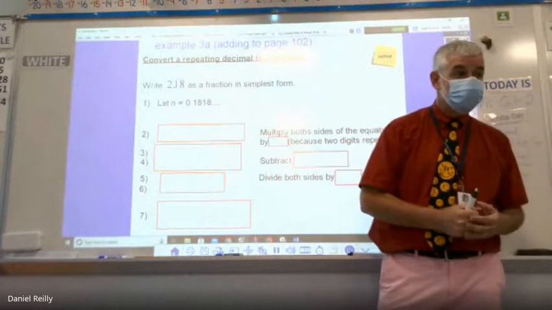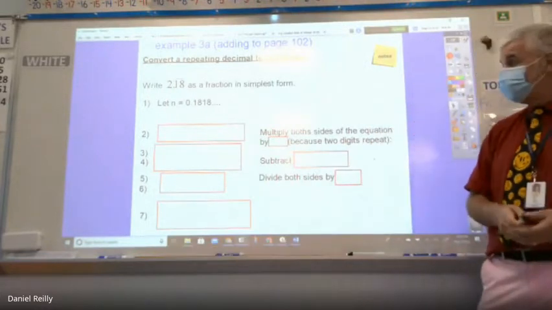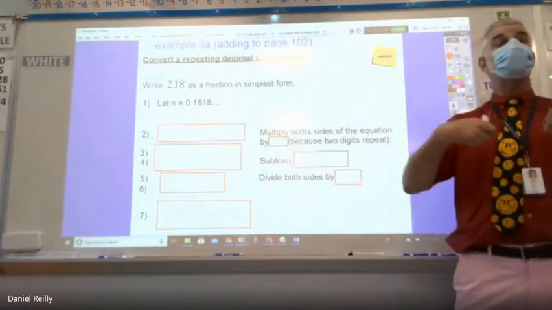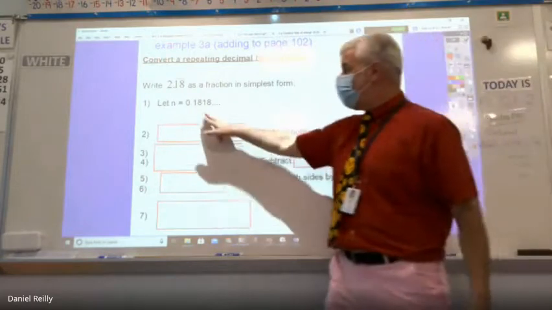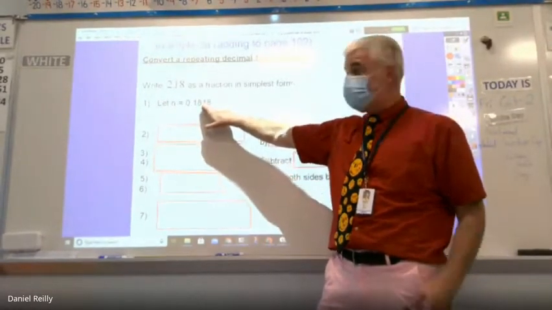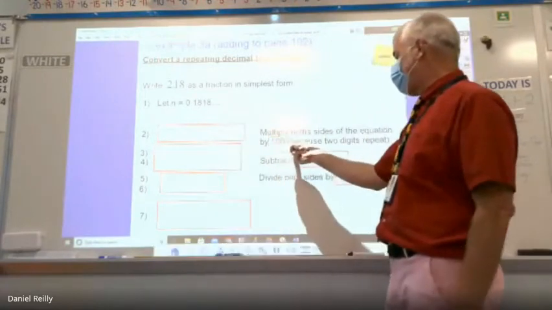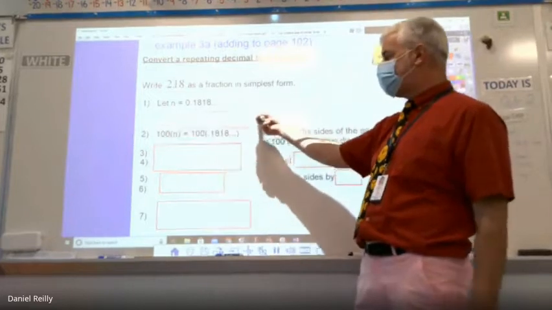Nick? Not 2. Not 10, because there's 2 digits repeating. 100. Okay, I'm going to multiply by 100 so that the decimal point will move 2 places to the right. That's what happens when I multiply by 100. So 2 digits are repeating, I multiply by 100, both sides.